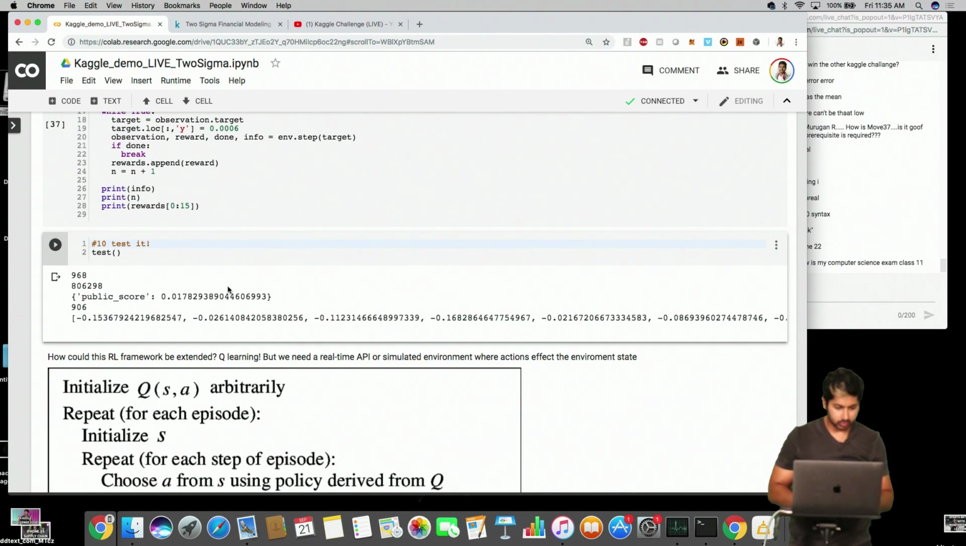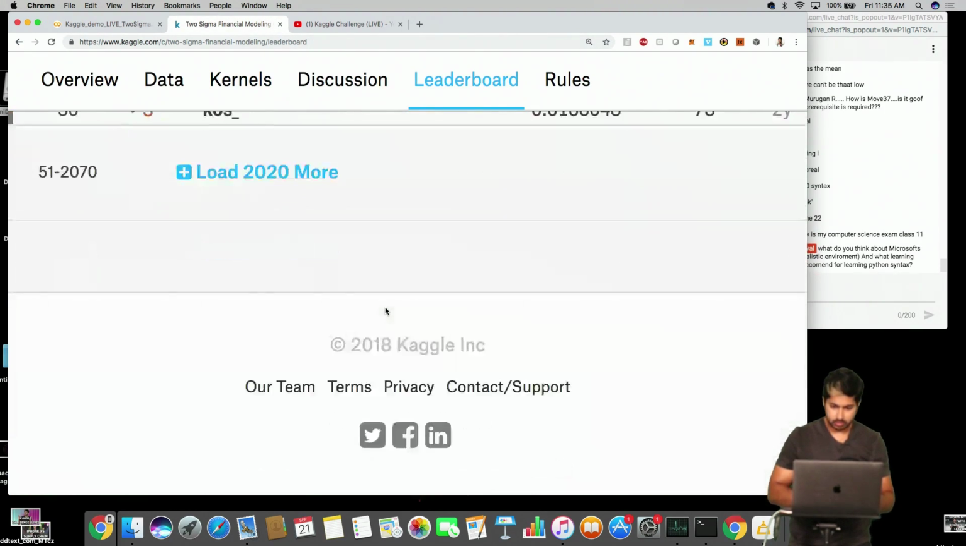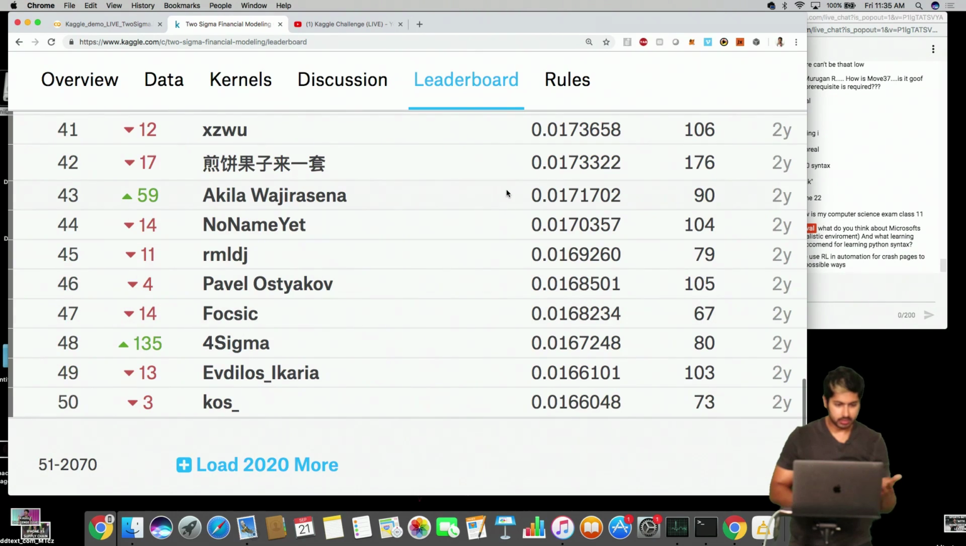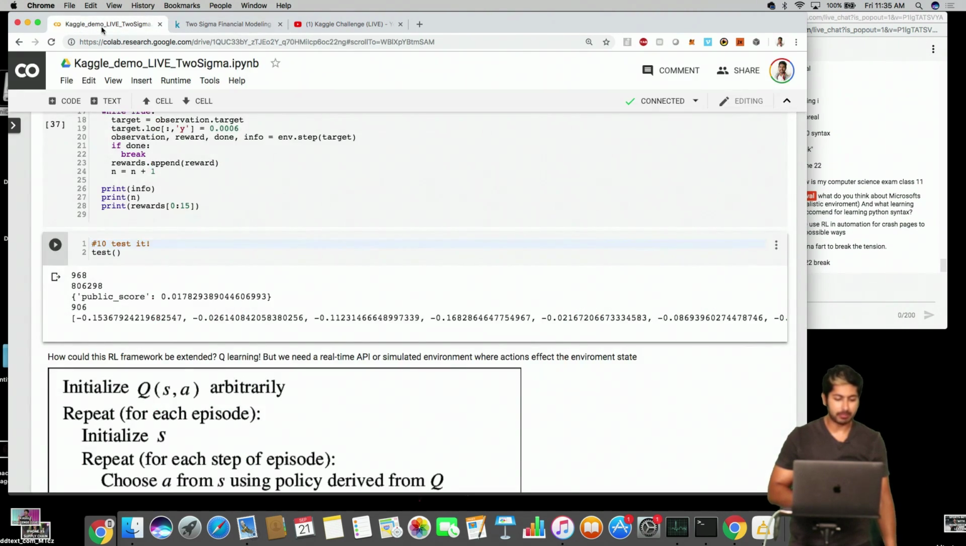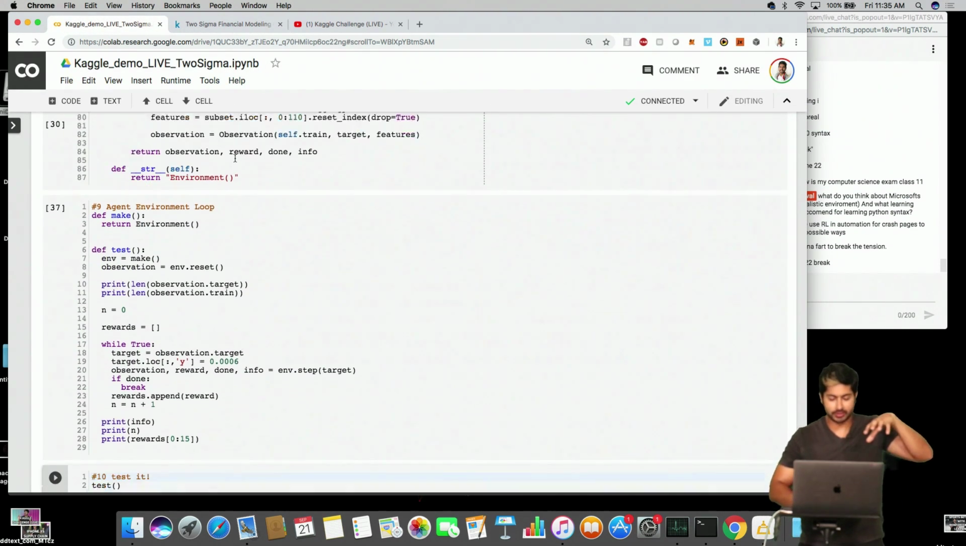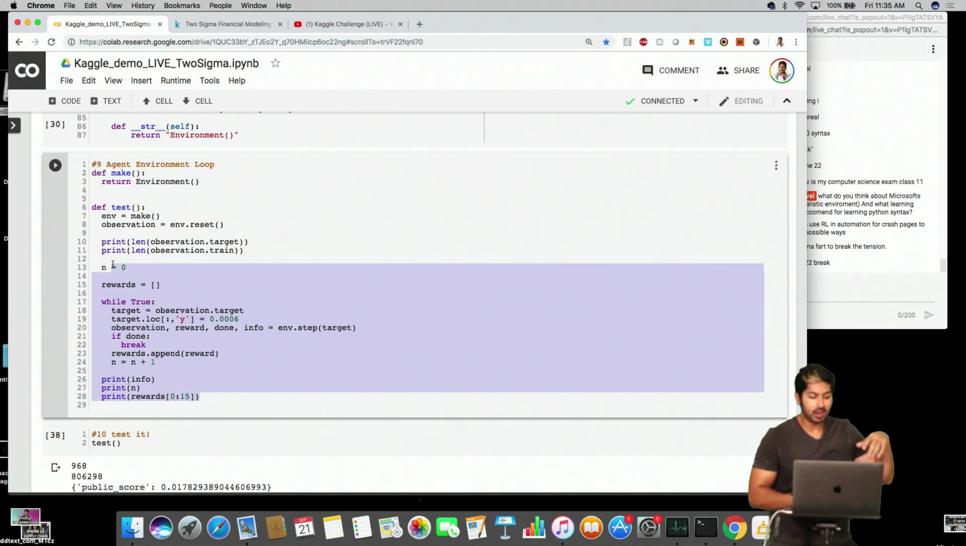Let's see what we get here. Okay, so our public score is going to be 0.017. So compared to, we're like number 43. And guess what, so here's our policy, right? Here's our policy right here.